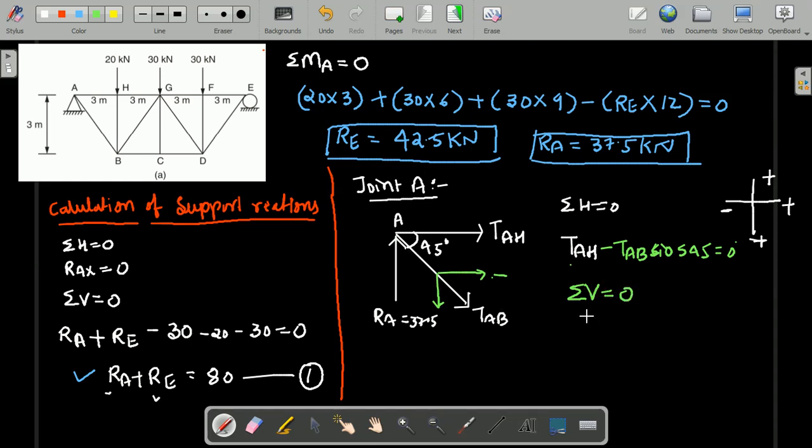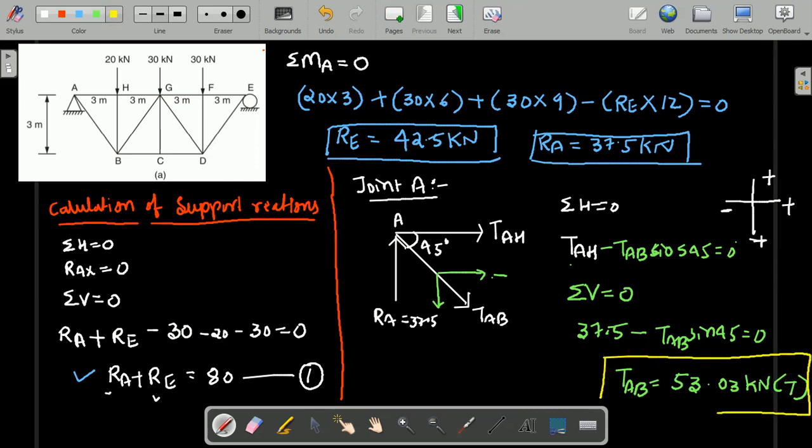Clear? The vertical force RA is moving upward, therefore 37.5 is the value of RA, which is positive, and minus the vertical component TAB sin 45 is equal to 0. Clear? By solving this, because TAB is the only unknown here, take this to the right hand side, and by simplifying we get the value 53.03 kilonewton. Since it is positive, our assumption is right. So the member TAB is in tension, 53.03 kilonewton.